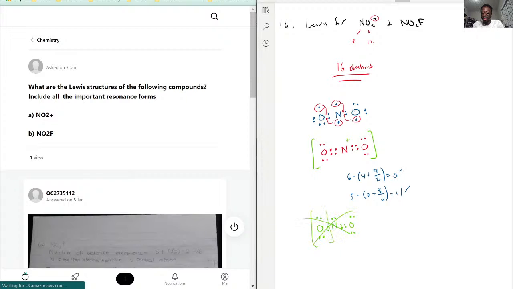So this couldn't really work. And even the nitrogen wouldn't be either, because now it has 10 electrons instead of 8. So that wouldn't be it. So looking at this, this is the most stable and frankly probably the only resonance structure it can form, because any other thing would break the octet rule. But let's look at NO2F now, okay?